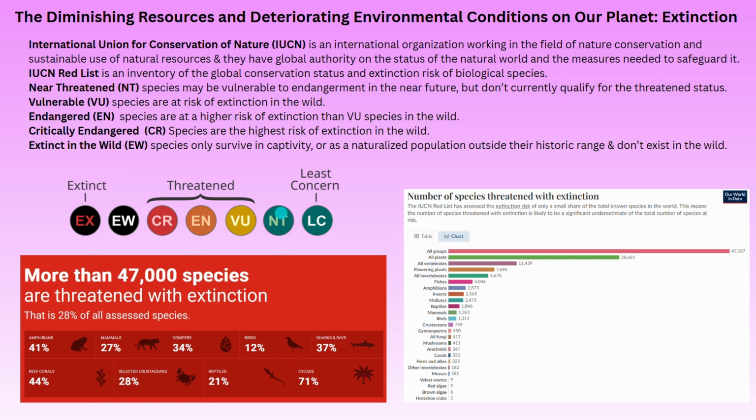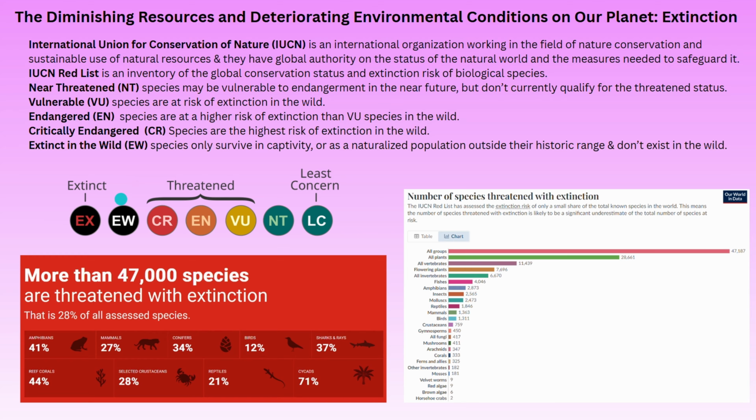Between that range, we have what is known as near threatened species, and these are species that are vulnerable to endangerment in the near future. However, they don't currently qualify for a threatened status. And then we have the next 3 categories: vulnerable, endangered, and critically endangered, which some of you may have heard. These together make up what is known as threatened species, where vulnerable species have a risk of extinction in the wild. Endangered species have a higher risk, and critically endangered species have the highest risk of extinction in the wild.